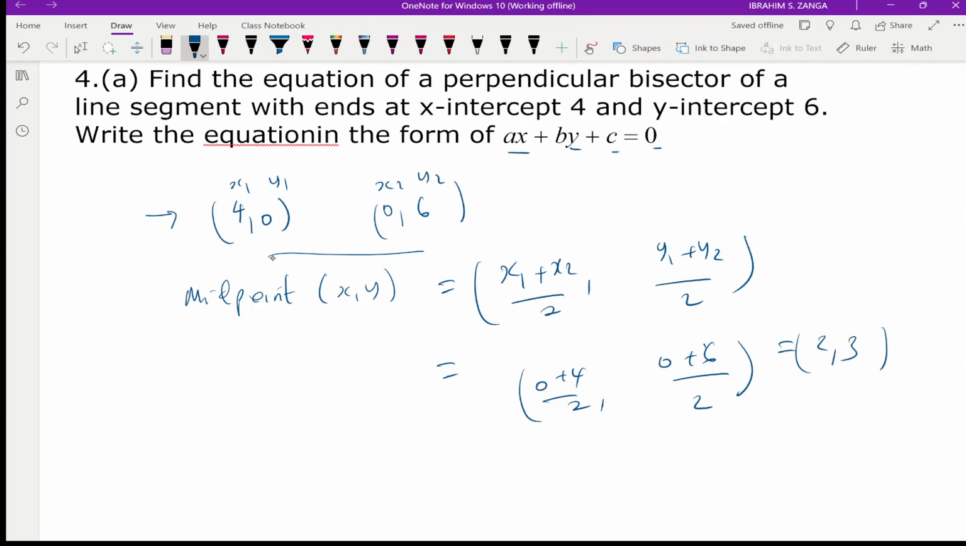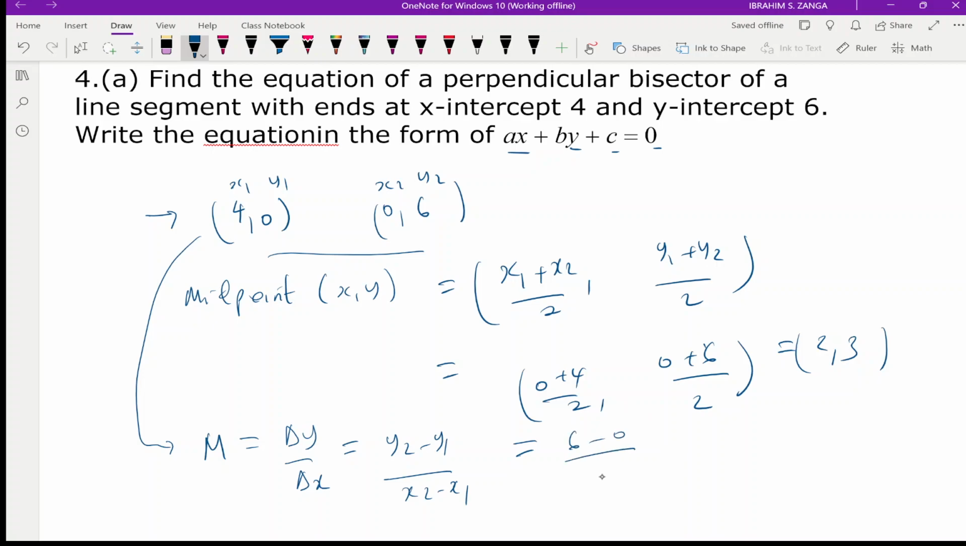But in order to get the slope of this perpendicular bisector, first of all, let us find the slope of the first line we have. We know that the slope is change in y over change in x. So you have y2 minus y1 over x2 minus x1. For this case, it is 6 minus 0 over 0 minus 4. So you have 6 over negative 4. It is negative 3 over 2, dear students.